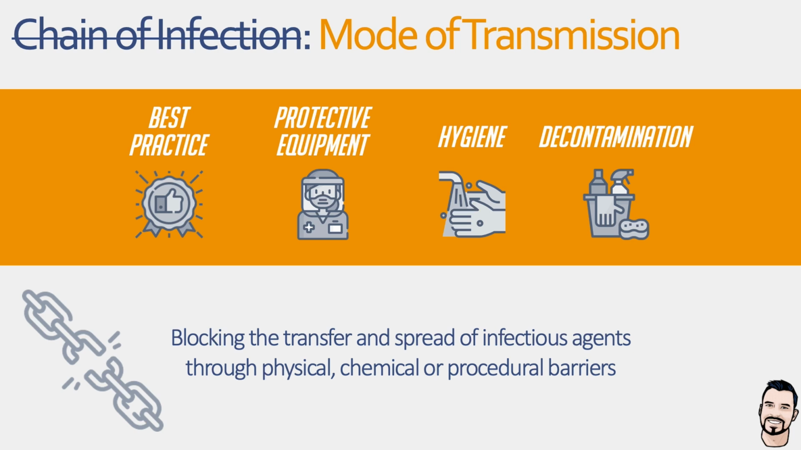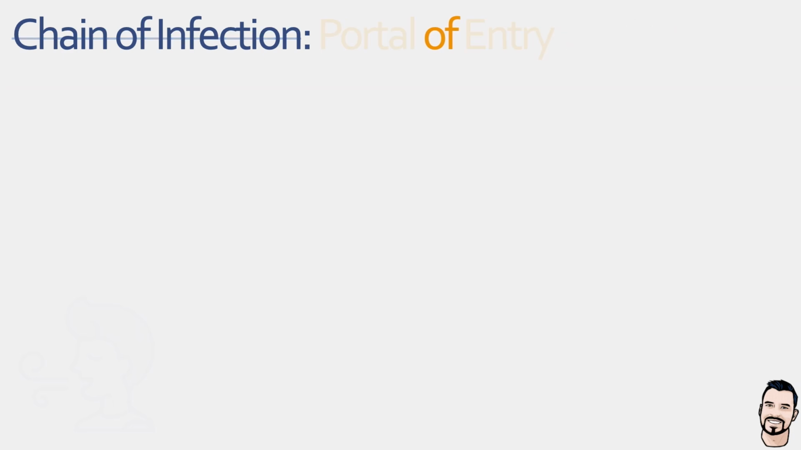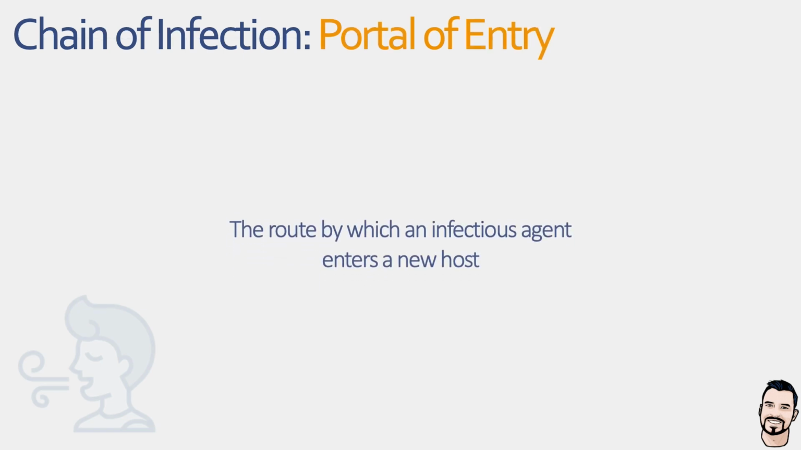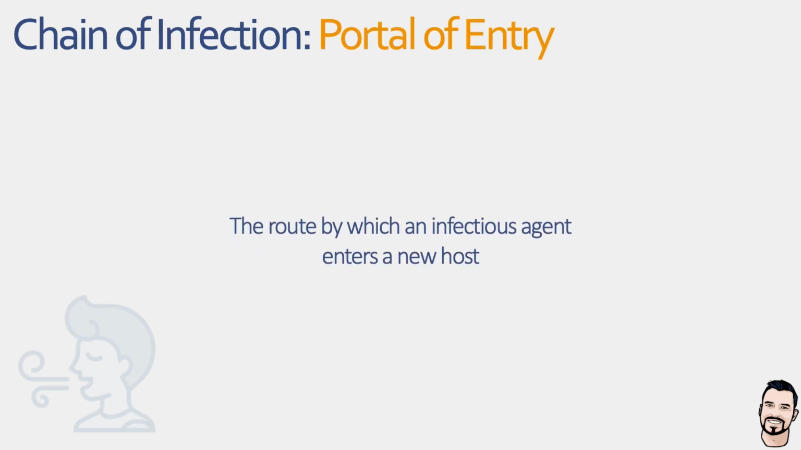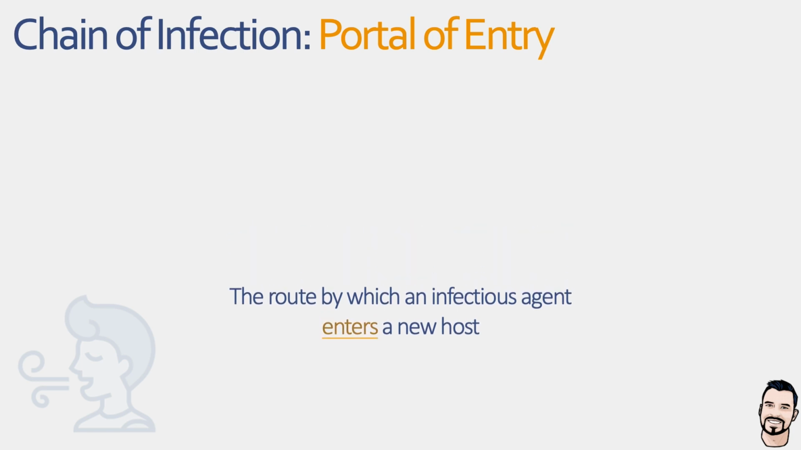And so by applying these measures, we reduce the likelihood that infectious agents can successfully move between hosts, effectively breaking the chain of infection at the mode of transmission stage. Now, following on from transmission, we reach the portal of entry. This is the route by which an infectious agent enters a new host. Now, exactly how this happens depends on the mode of transmission involved.